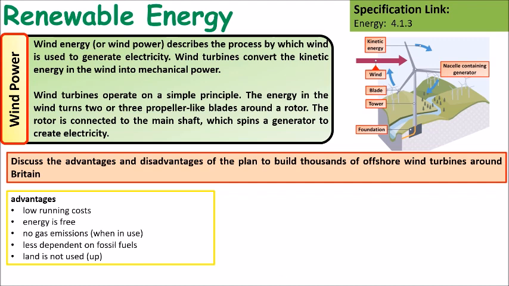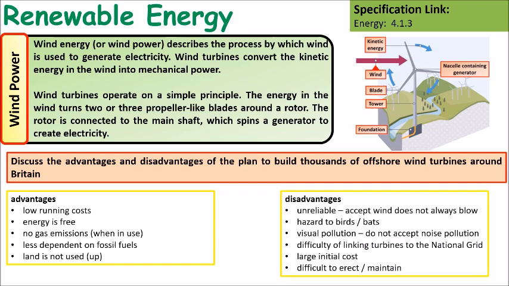However, the disadvantages might be things like it's unreliable because it relies on it being windy. It can be a hazard to birds. You could talk about visual pollution or noise pollution. Because it's offshore you could talk about difficulties linking it up to the national grid and the fact that there will be a large initial cost at setting them up, so they'll be expensive to build.